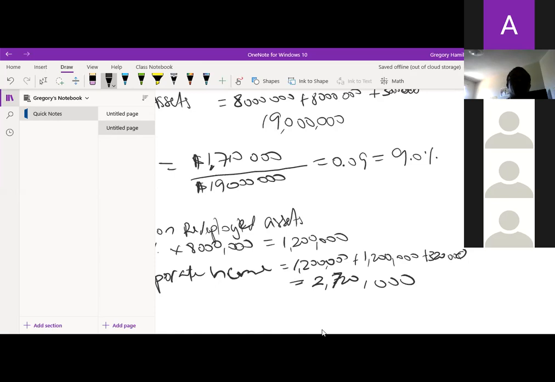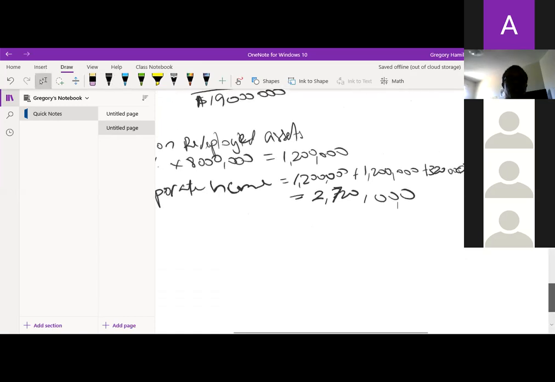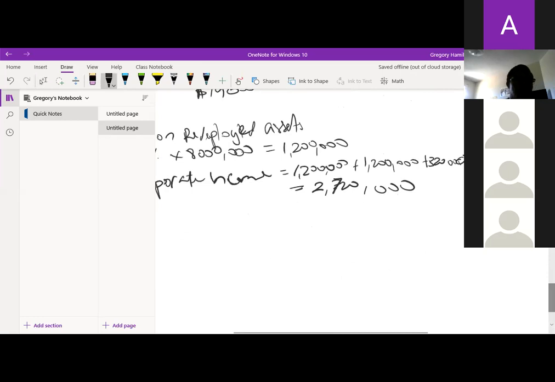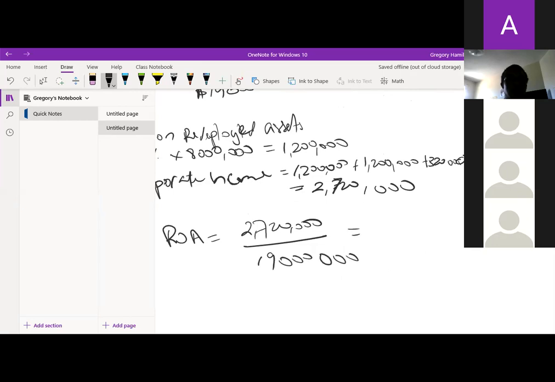Okay, all right. So we know the total assets already. It's supposed to be 19 million, right? Because all we did was to redeploy. We didn't reduce the number of assets or increase it. We just redeploy. So therefore, return on asset is equal to 272 over our 19 million. And that gives us 14.32%. All right, any question?